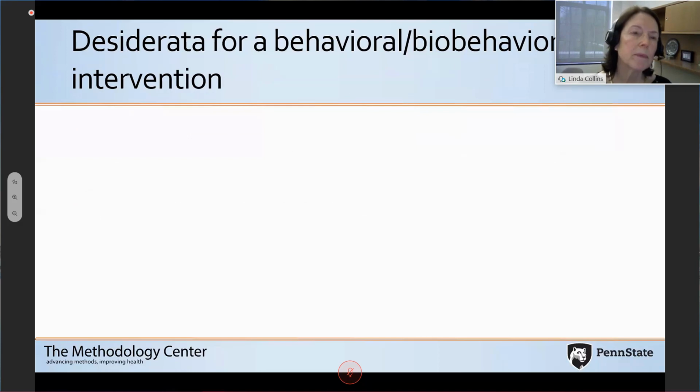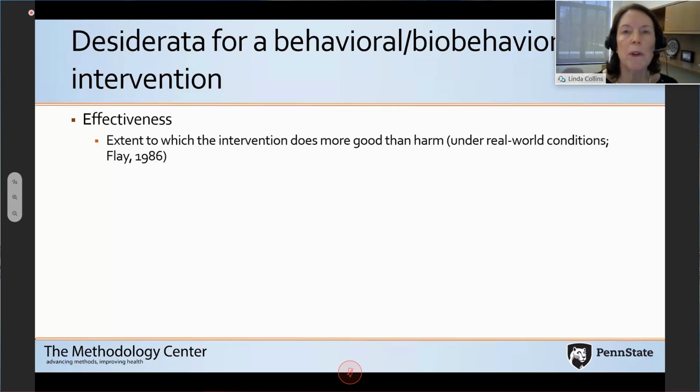Let's talk about four desiderata for behavioral and biobehavioral interventions. The first one, of course, we're all familiar with is effectiveness. And we'll define that using Flay's definition, the extent to which the intervention does more good than harm under real-world conditions. The field of intervention science has emphasized effectiveness since the beginning, and effectiveness is really important. But I would argue that there are three other important desiderata that we don't pay enough attention to.